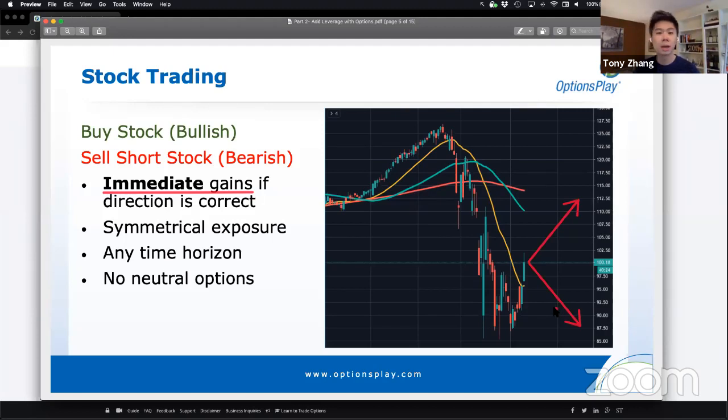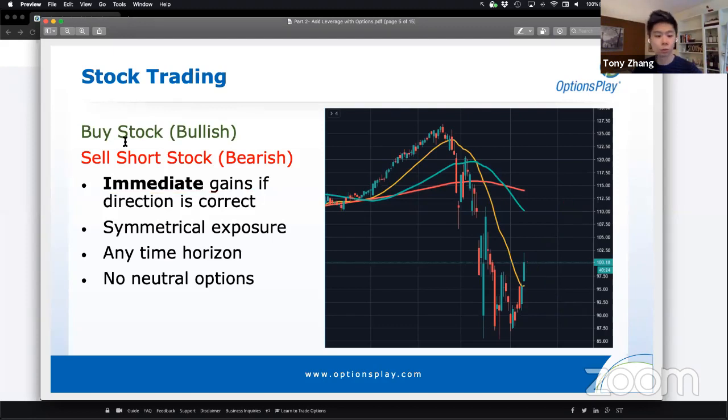And you can trade this on any time horizon. You can buy a stock and hold on to it for a second, a minute, a year, however long you want, as long as you have the margin to continue holding on to that trade. The only limitation that you have with stock trading is the fact that you have no neutral options. So if you think the stock is going to stay where it is and it's not going to move very much, chances are you may not trade that stock.